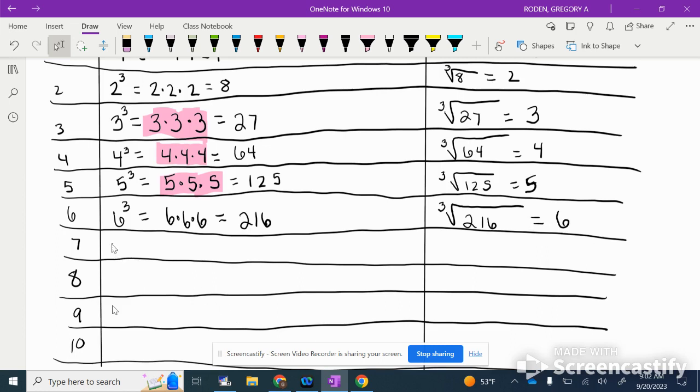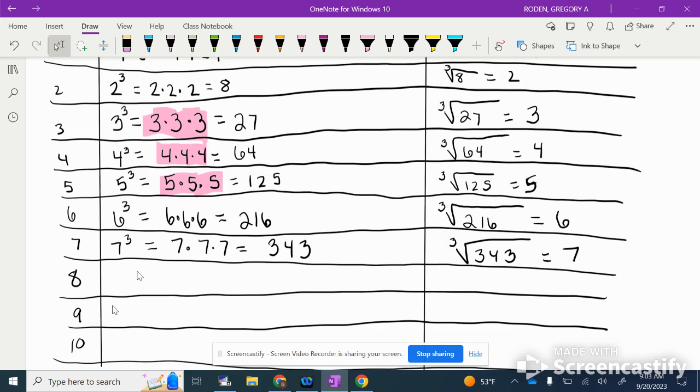7's next. 7 cubed is equal to 7 times 7 times 7. What is 7 times 7 times 7, Mrs. Galler? 343. So the cubed root of 343 is equal to 7.